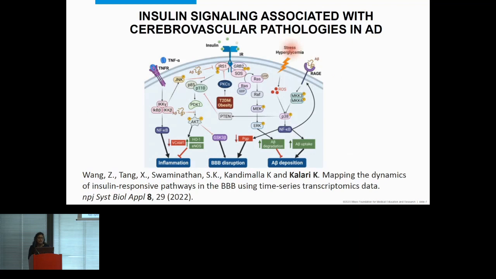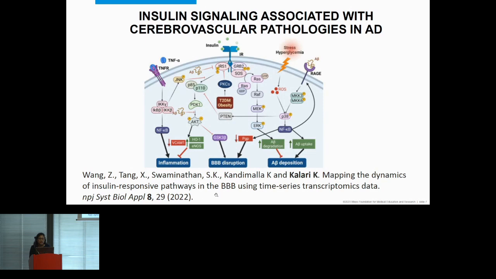Later on, I'll show you why we started doing the systems modeling. First, we built the database, and then we learned a lot about the human endothelial cell lines, the blood-brain barrier specifically. And then we went on, as it is already known that the insulin signaling pathway is associated with cerebrovascular pathologies in AD, including inflammation, BBB disruption, and A beta deposition, using multiple genes here, for example, AKT and GSK3 beta or a few other genes listed here. So they could be responsible for these functions.